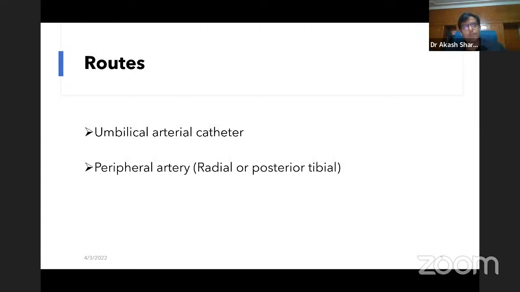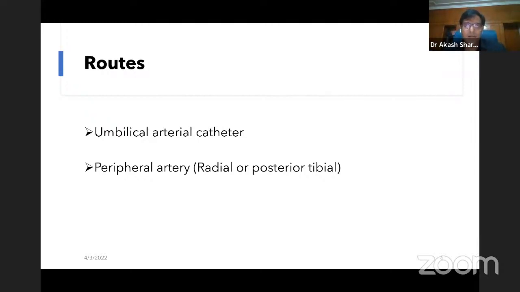There are two major routes by which we can measure invasive BPs in neonates. One is the umbilical arterial catheter, which has already been talked about by Dr. Usha. And second is the peripheral artery, which is radial or posterior tibial. These are the only two arteries which we generally prick.